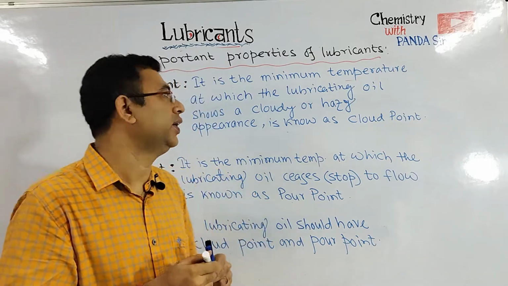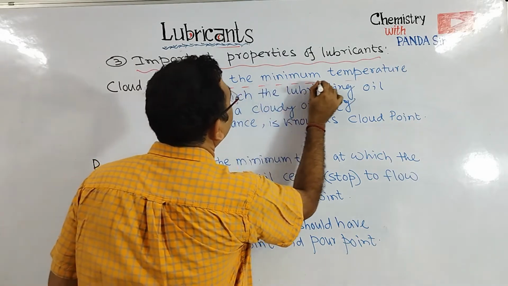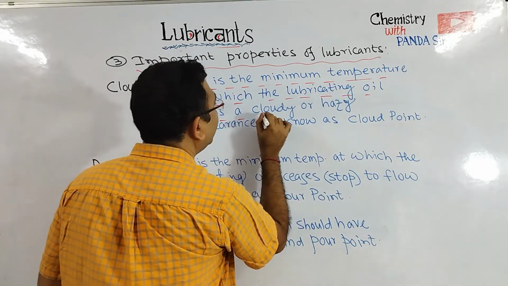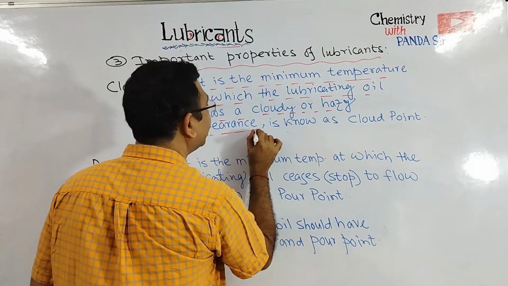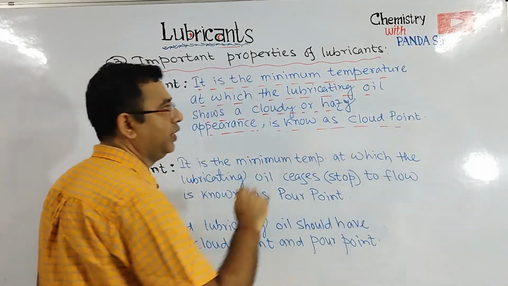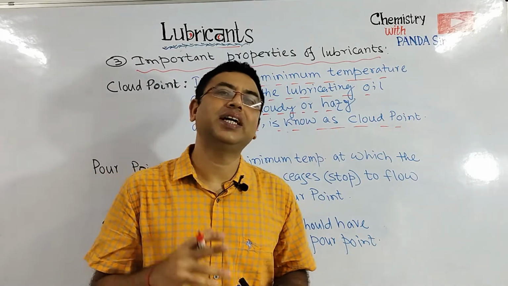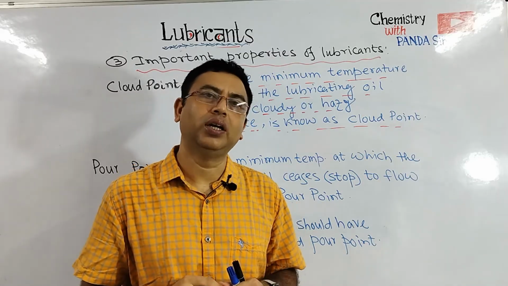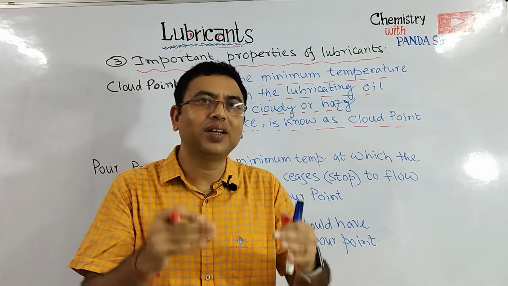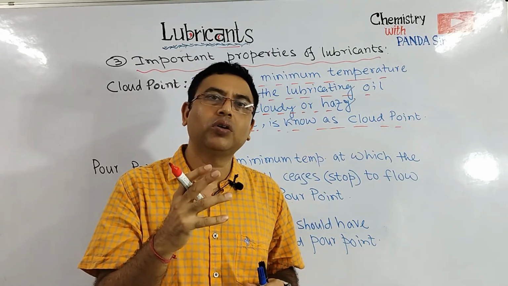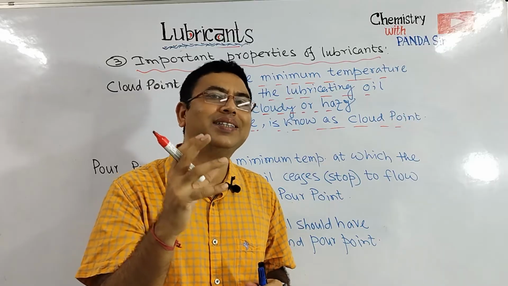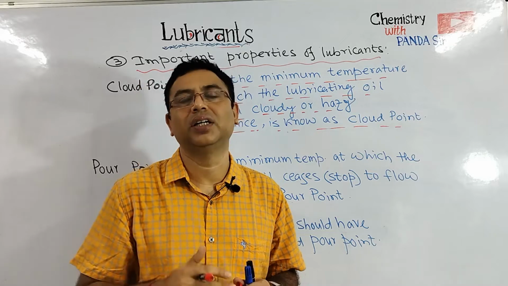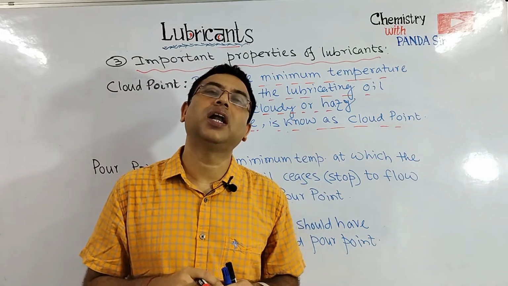Now what is cloud point? Cloud point is the minimum temperature at which the lubricating oil shows a cloudy or hazy appearance. I think one can easily understand if I give the example of coconut oil. If I slowly decrease the temperature, the coconut oil shows a cloudy or hazy appearance. That temperature is known as the cloud point.